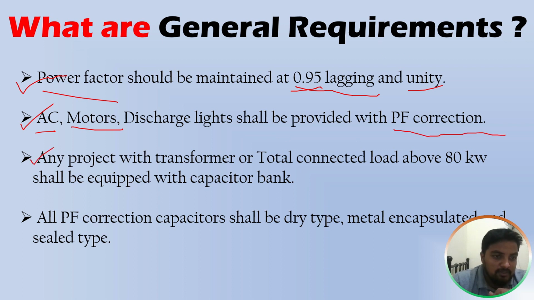In the third point, any project with a transformer or total connected load above 80 kilowatts shall be equipped with a capacitor bank. For example, it's a small project and you have a total connected load of 70 kilowatts. For that project, there is no need to add a capacitor bank in the system. But if your project has a transformer, or the total connected load is more than 80 kilowatts, then install one capacitor bank parallel to your supply.